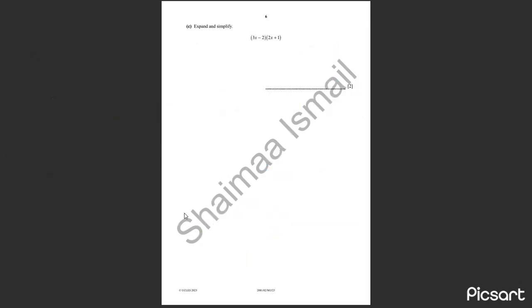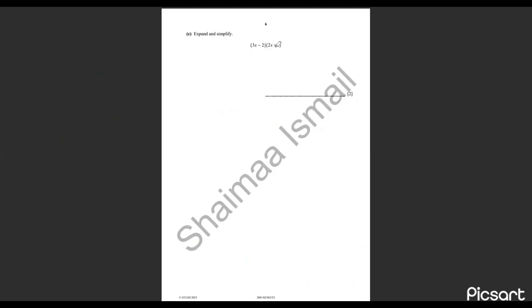Here in this question, we have to expand this. So we take the 3x first, then we are going to multiply the 3x by 2x, and the 3x multiplied by 1. Let's get started. So we take first the 3x. Okay, so here we have 6x squared, then plus 3x, and we finish the x.